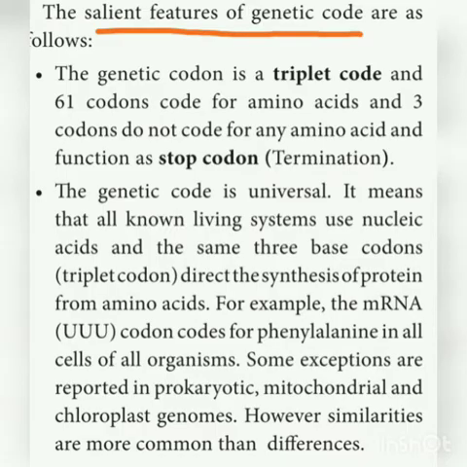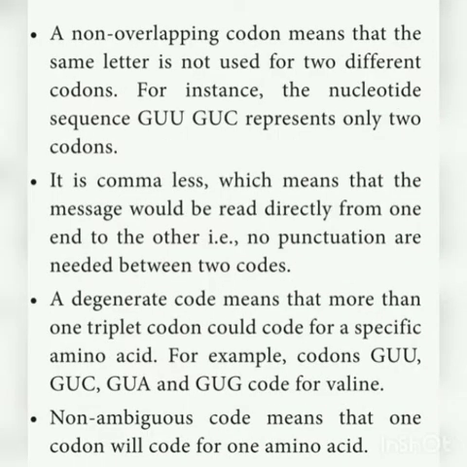The important question is the salient features of genetic code. It's a very important question, a 5-mark question. So what are the salient features of genetic code? Genetic code is a triplet code. It has a stop codon, and it is colinear. It can be read directly. There will be no punctuations, and the codes are non-ambiguous. It has dual functions. So many points are there. Nearly it has 9 points. So you have to write at least 7 points in this, right?